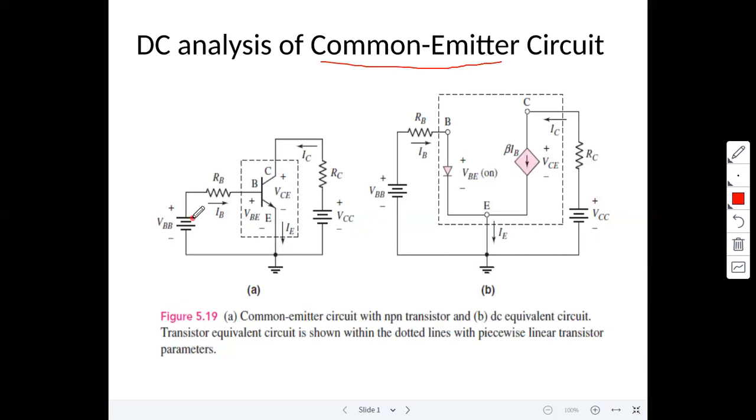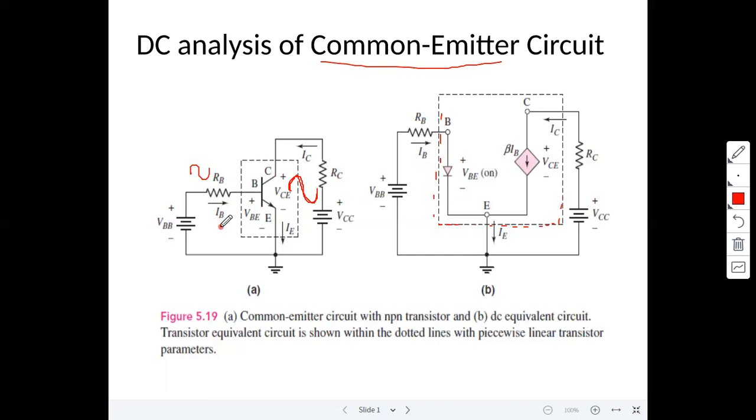Already we know that the main application of a transistor in the active region is that it acts as an amplifier. Suppose your input signal is something like this; when we observe the output side, it is an amplified version of your input signal. Now observe the dotted lines here. The dotted line is the equivalent circuit model representation of a BJT, bipolar junction transistor.